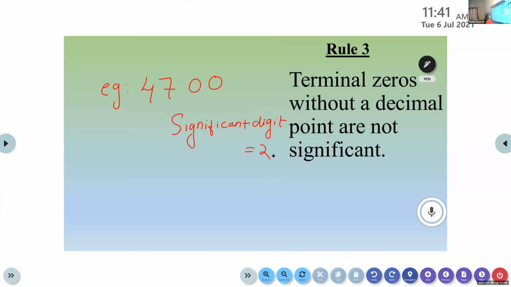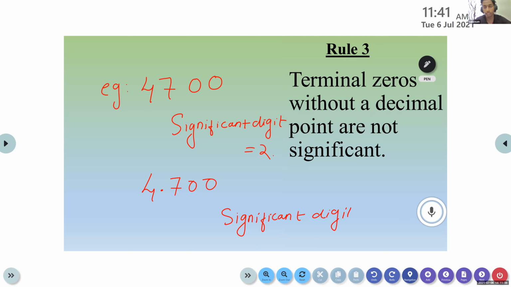I will give you another example. The same thing. 4.700. Now identify the significant digit in this value. 4.700. Shabarinath, what is the significant digit in this value? 4.700. It is equal to 4. Why? And the decimal point.